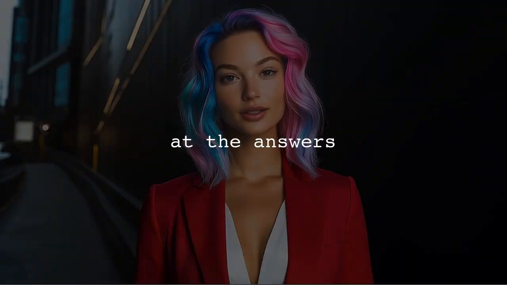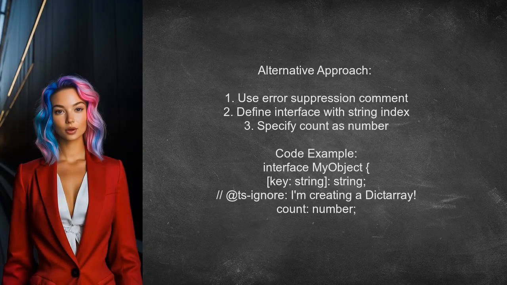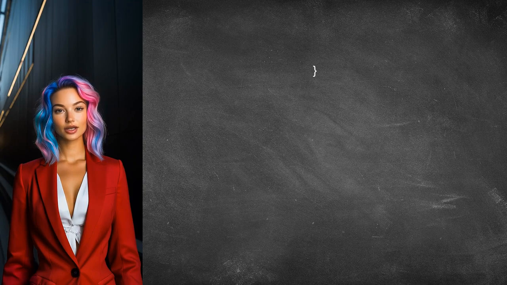Now, let's look at the answers provided by other users. An alternative approach to enforce the type of extra properties in TypeScript is to use an error suppression comment. This method allows you to keep a simple definition for your interface while still specifying that the count property is a number.